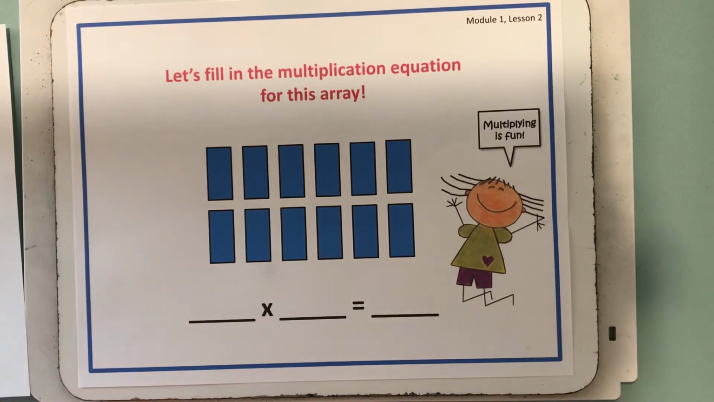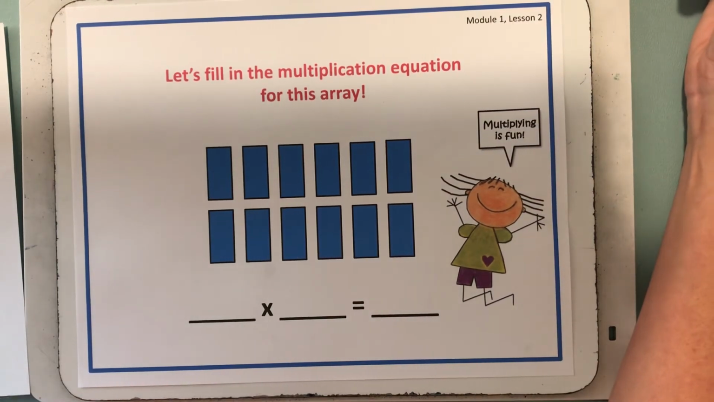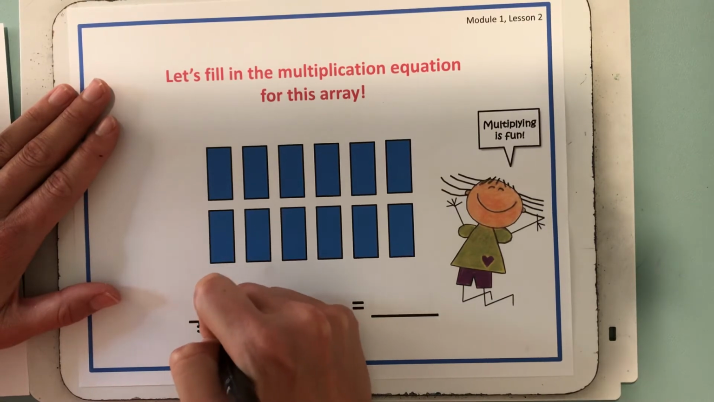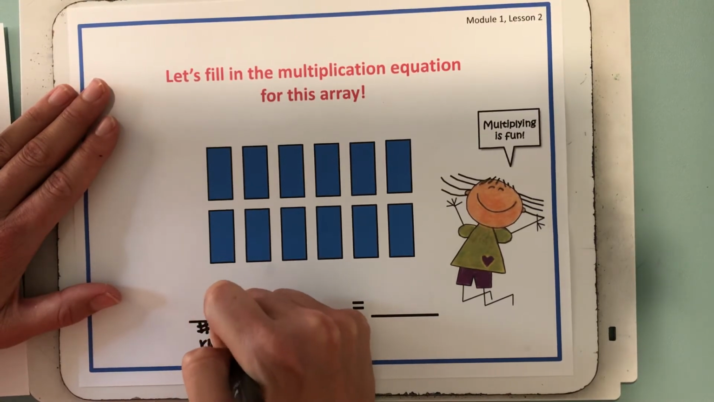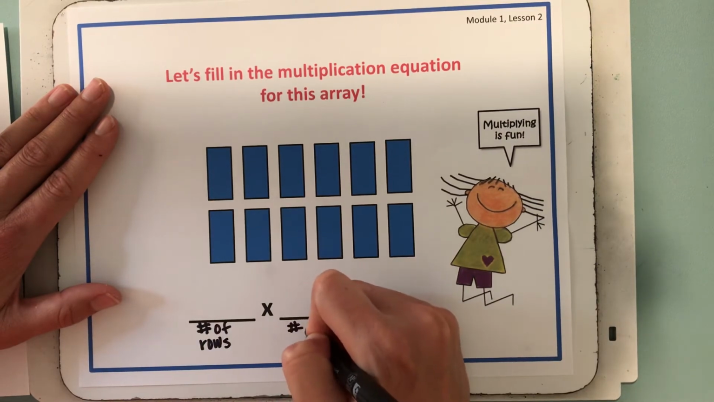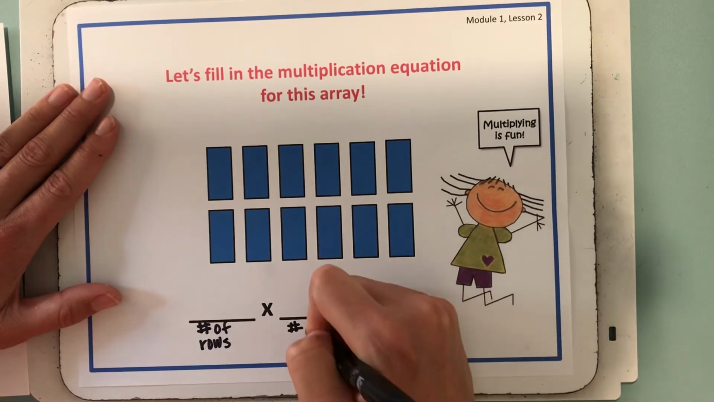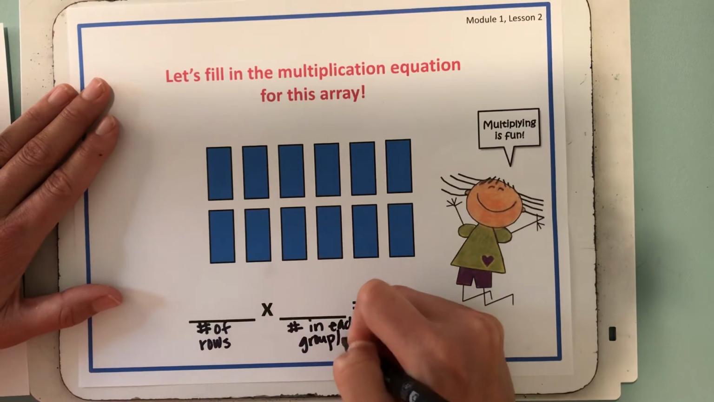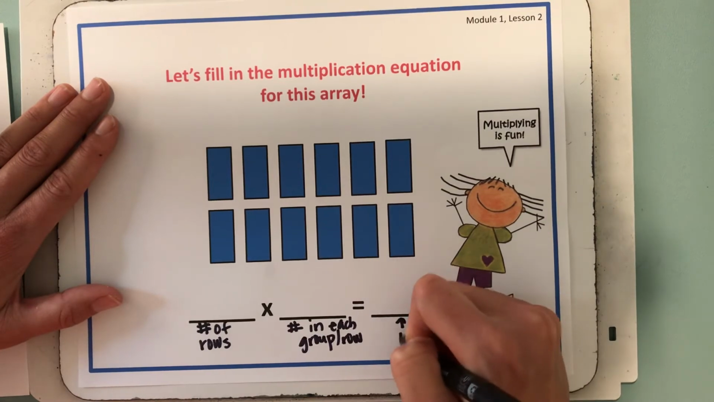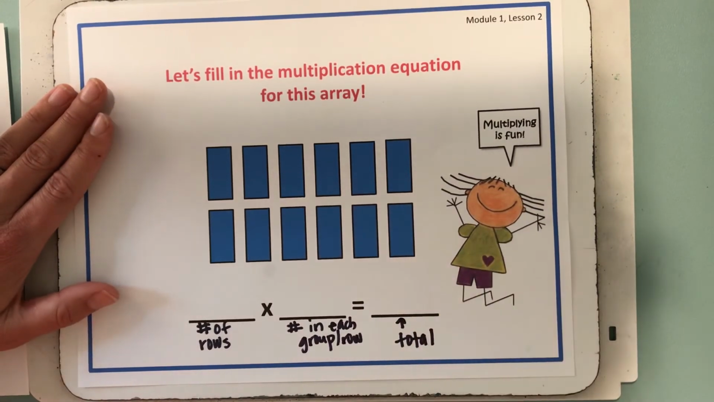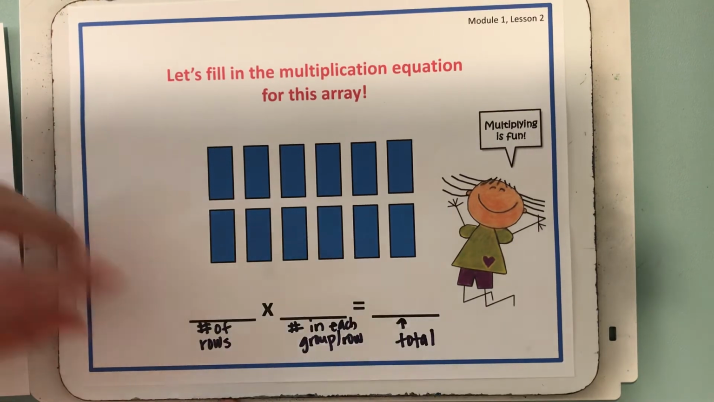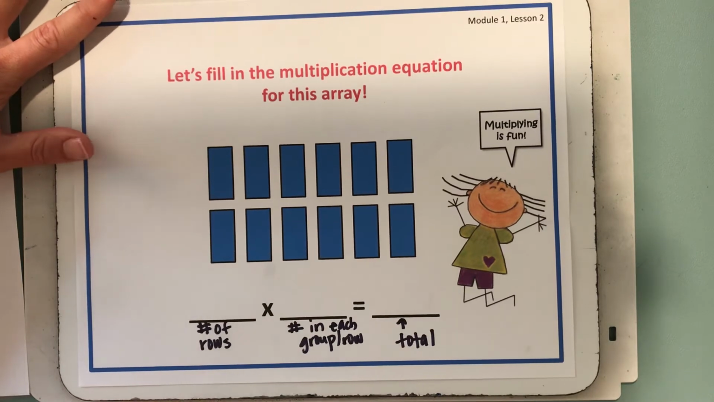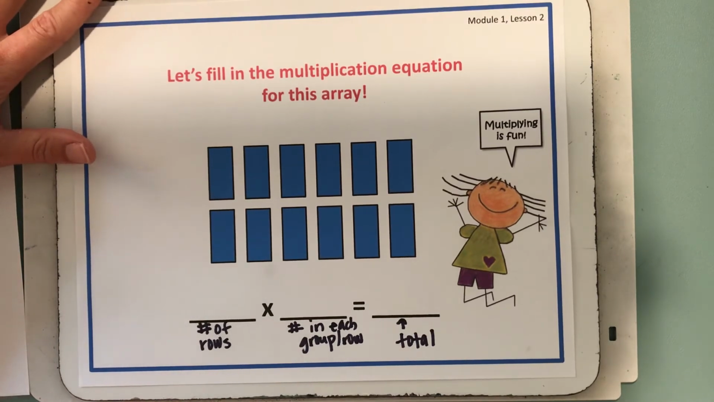Okay, here we go. Let's fill in the multiplication equation for this array. So remember, this first one is going to be number of rows. This one's going to be number in each group or row. Okay? And this is going to be your total. Okay, so how many rows do you have? I want you to try this on your own. Go ahead and pause the video. Try it on your own, and then let's see if you get it right.